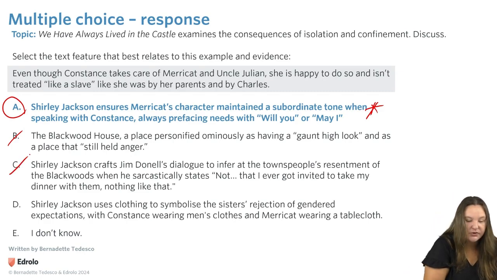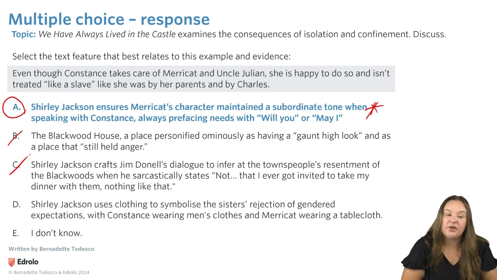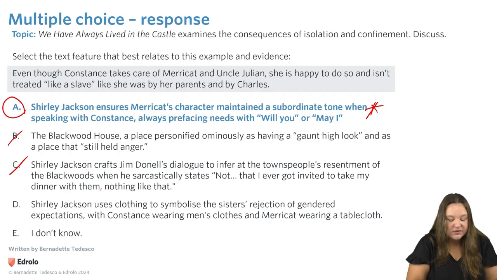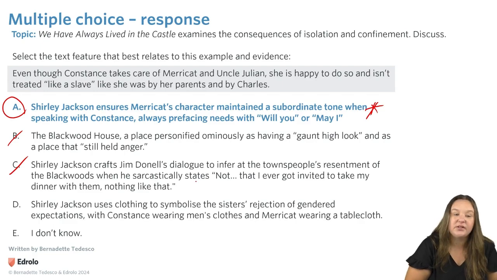This one is also not correct. Shirley Jackson crafts Jim Donnell's dialogue to infer the townspeople's resentment of the Blackwoods when he sarcastically states, "Not that I ever got invited to take my dinner with them." Nothing like that, so that is irrelevant. Yes, it is talking about the craft of dialogue, but the example is not relevant.